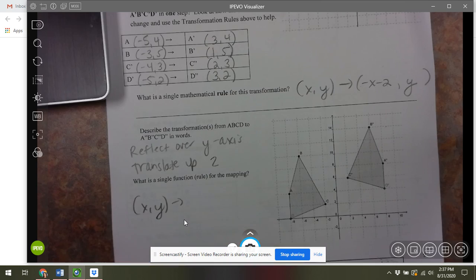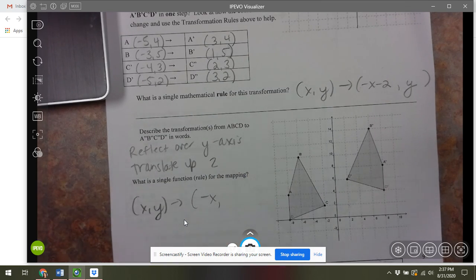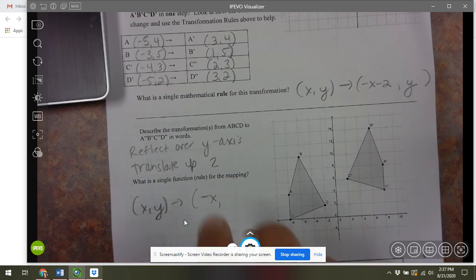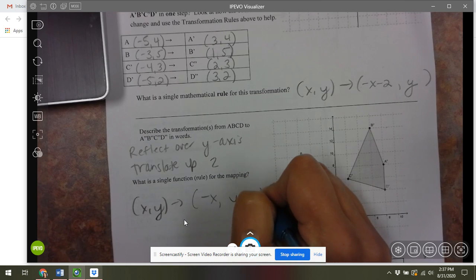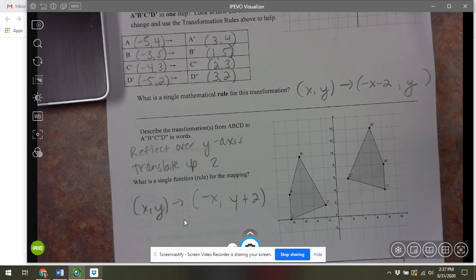So the rule for reflect over the y-axis is x goes to negative x. The rule for translate up 2 is y plus 2. Up and down is y-axis, positive is up. So y plus 2. So that's one rule.